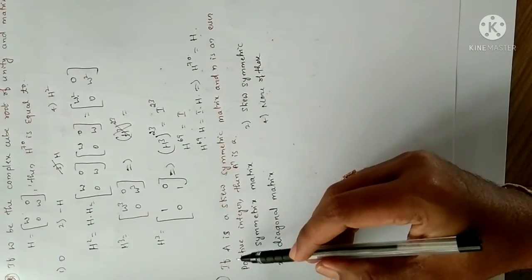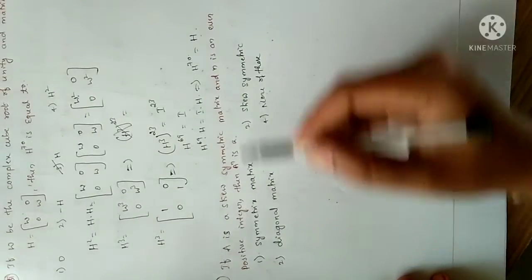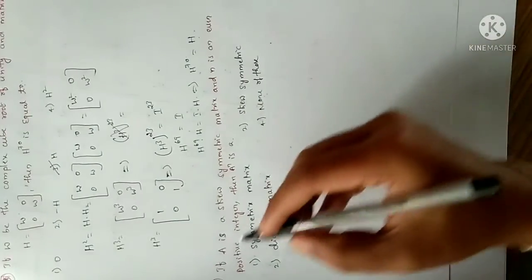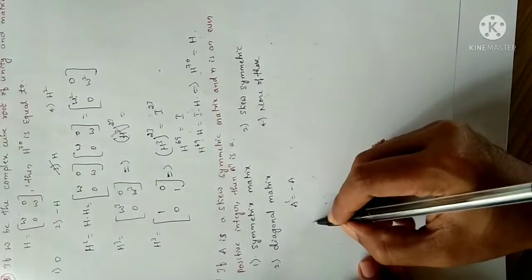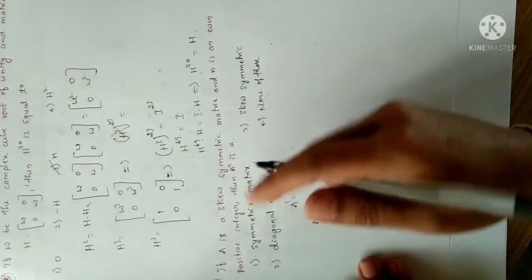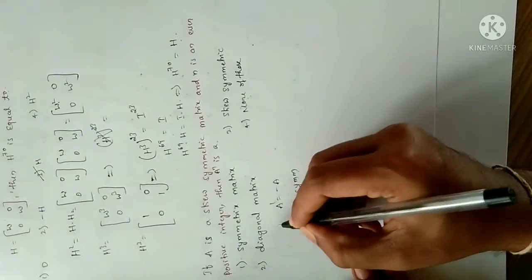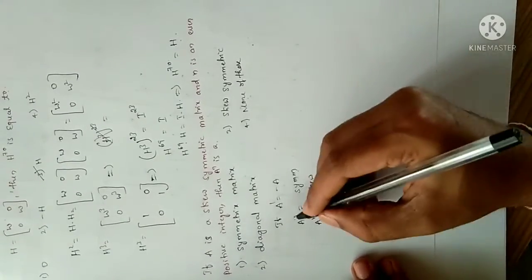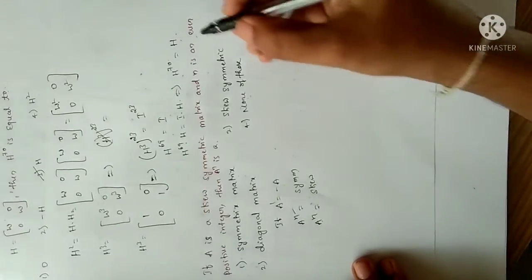Next one. If A is a skew symmetric matrix and n is an even positive integer, then A to the power of n is what? In the last video, in the synopsis, I told you, if A is skew symmetric, then A dash is equal to minus A. We know that A to the power of n is a symmetric matrix if n is an even positive integer, and A to the power of n is a skew symmetric matrix when n is an odd positive integer.